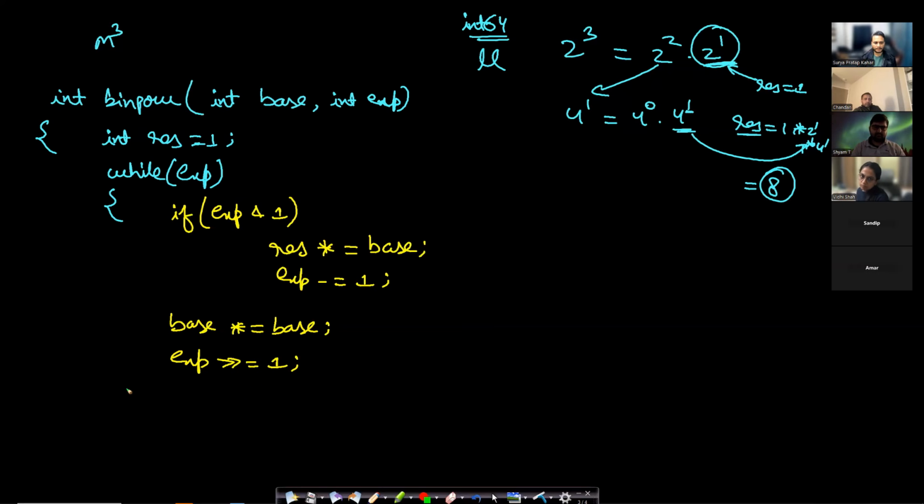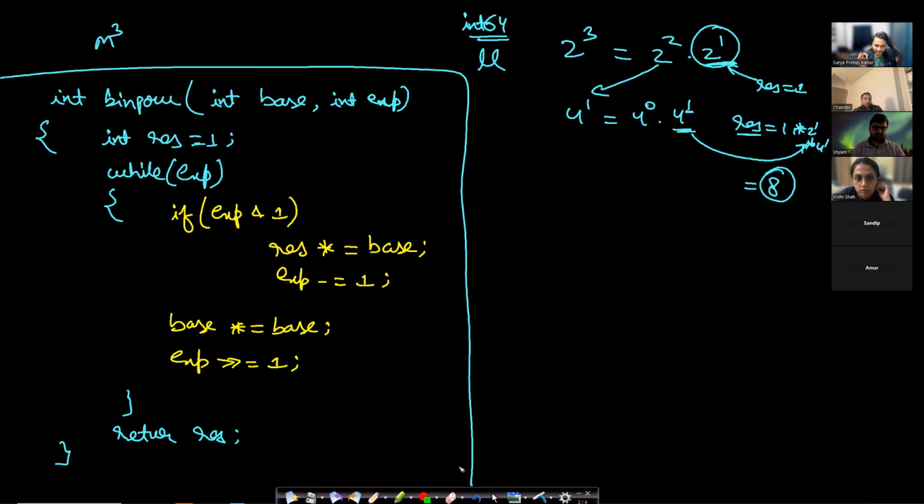Okay. So that should give you the final answer. What do you think? This is your binary exponentiation. Return the result. So result is containing the answer. Base is not containing the answer. Result is containing the answer, right? So why I have given you this? Because matrix exponentiation is the exact same as this one.